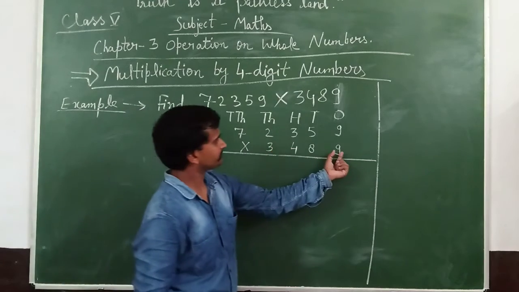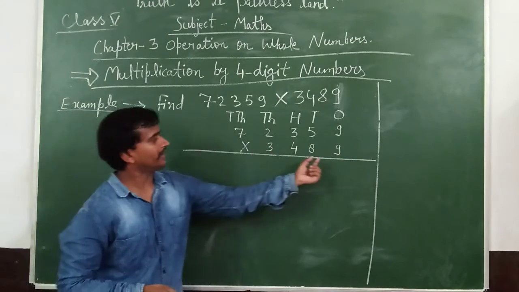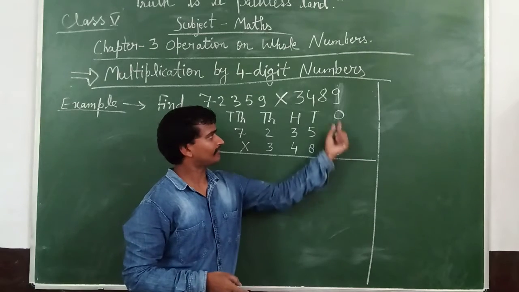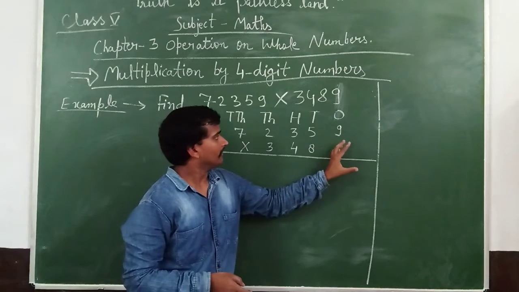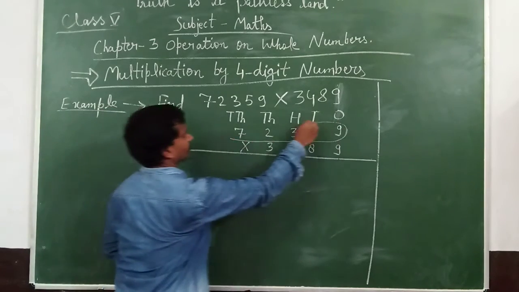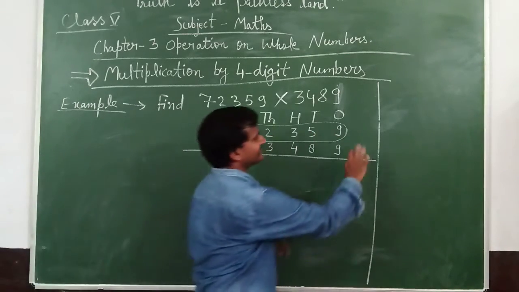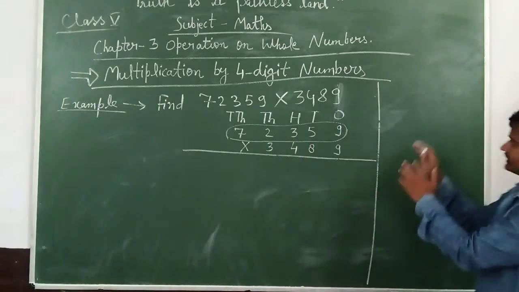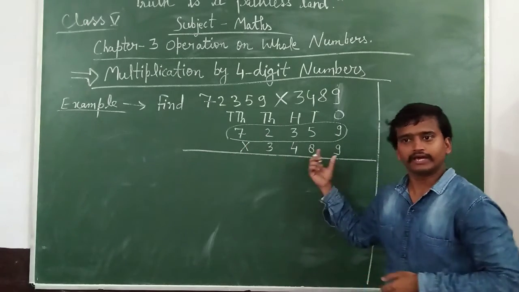First of all, we will multiply by this. At the ones place the digit is 9. We multiply this whole number by 9. Let us do the multiplication in a rough space and then we will write here.